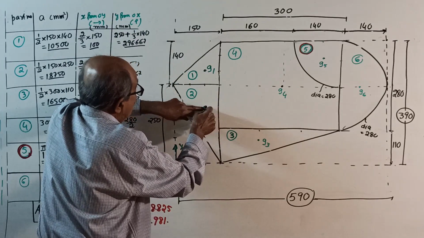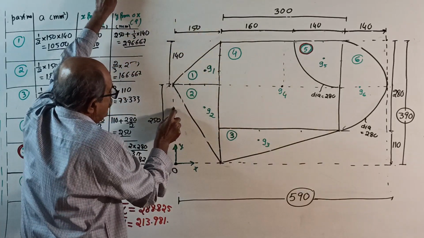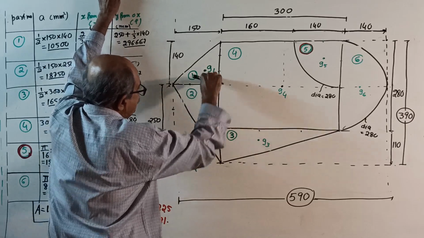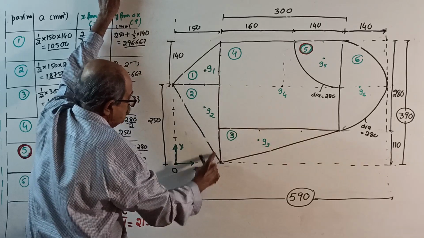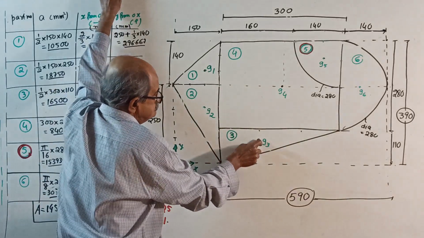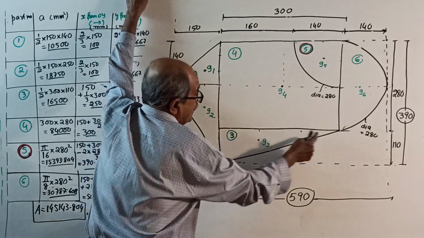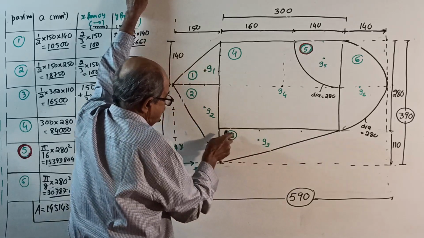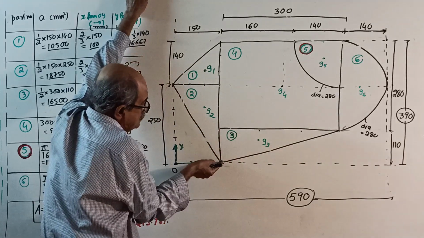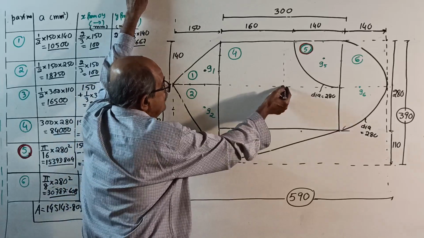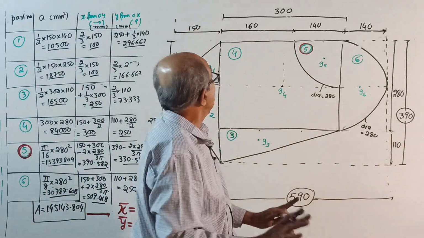Once again, 1/3 of 150, 2/3 of 150. This way, 1/3 of 250. This way, 2/3 of 250. 1/3 of 300, 2/3 of 300. 1/3 of 150, 2/3 of 150. If G4 is not clear, better not study from me.